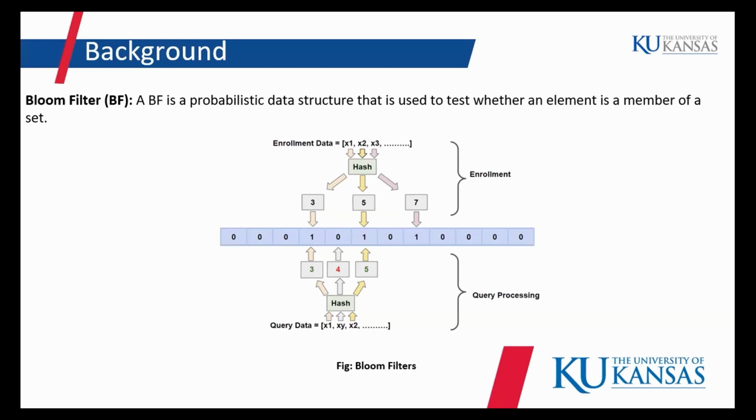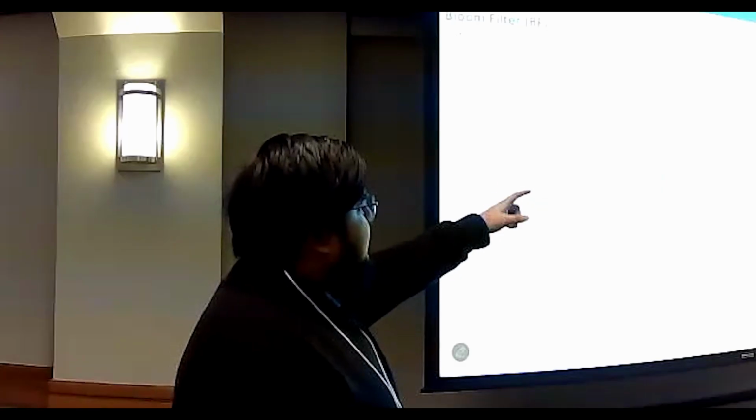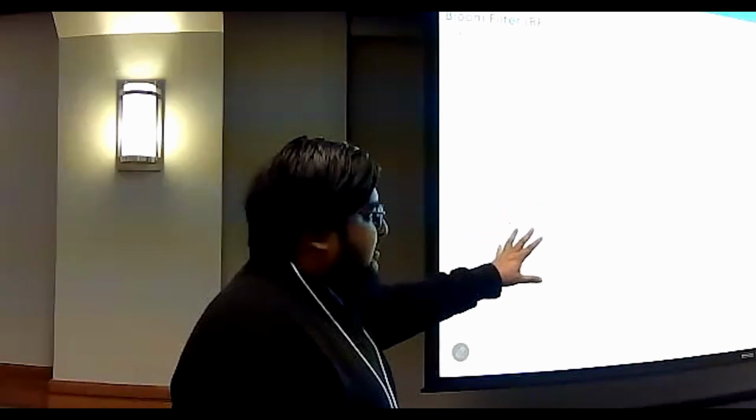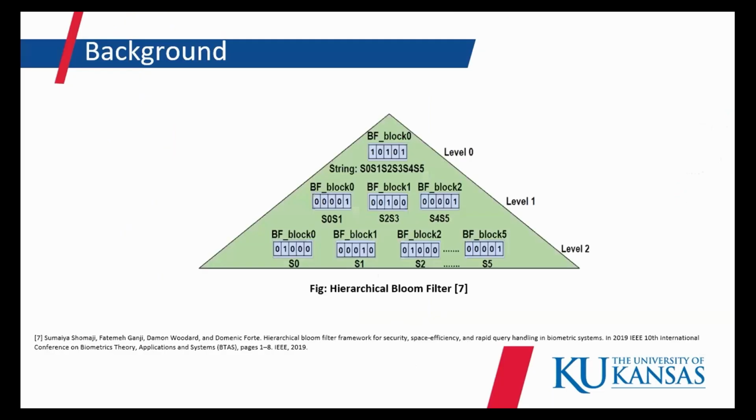But we have one data, which is XY, which is not a member of the set. And how do we know that? Because it's generating 4. And when we go to 4, we see that there's a 0. So this is not a member. So this was the Bloom filter. And this one is the hierarchical Bloom filter.